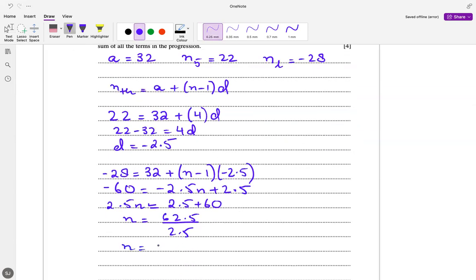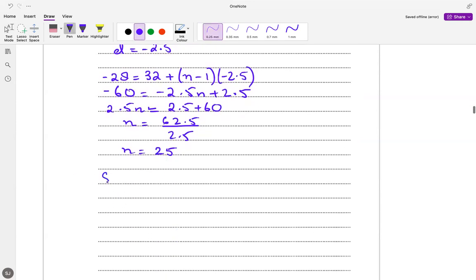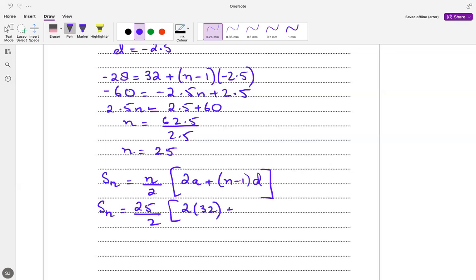Now, as we know the value of n, we can just substitute it into the formula for the sum, which is, the sum of n terms is given by n upon 2 bracket 2a plus n minus 1 into d. So for 25 terms, we will have 25 upon 2 multiplied by 2 into a, which is 32, plus 25 minus 1, 24, into minus 2.5. Substituting this value into the calculator, we'll get the sum as equal to 50.